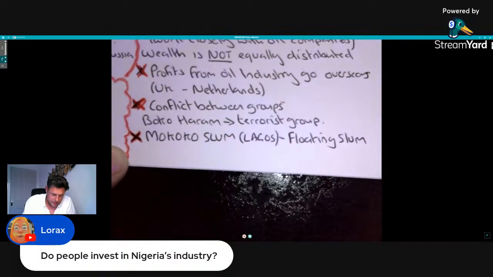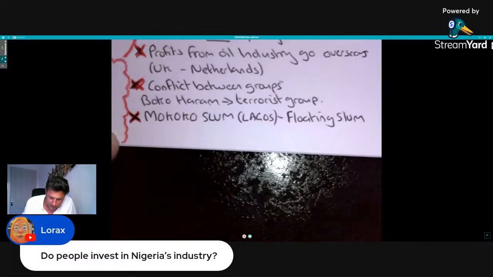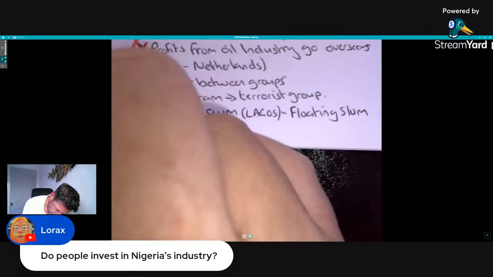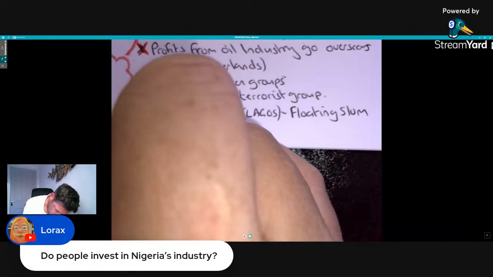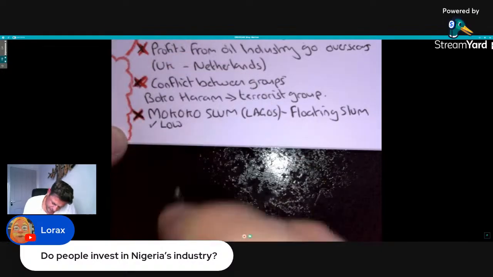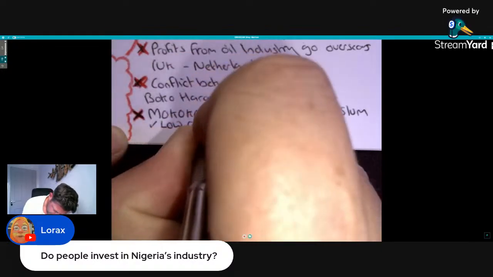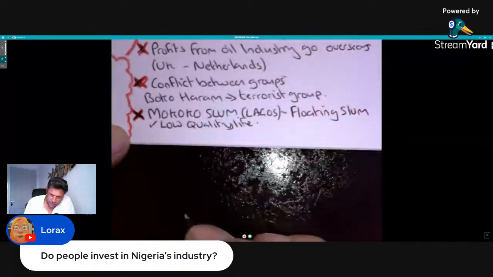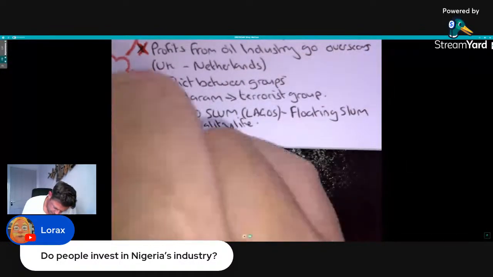So this is an impact. People are not living high quality lives. In this slum, it's got all the issues of a slum. It's got a low quality of life. Things like poor education, lack of healthcare. But here's a fact that I can give you.